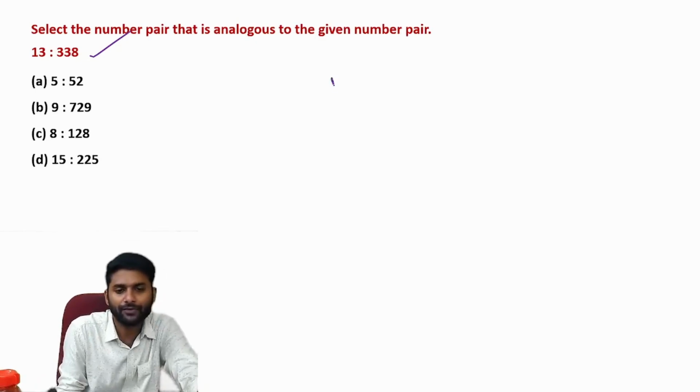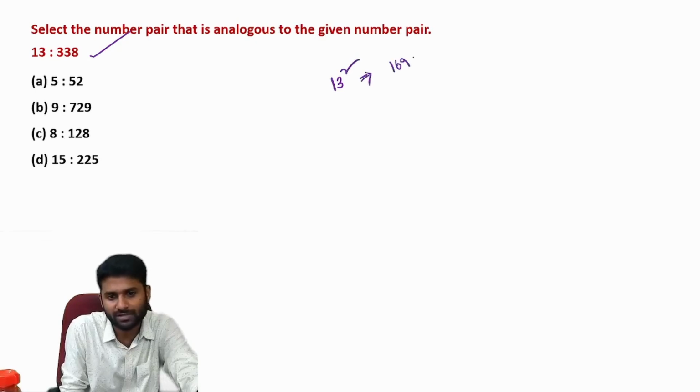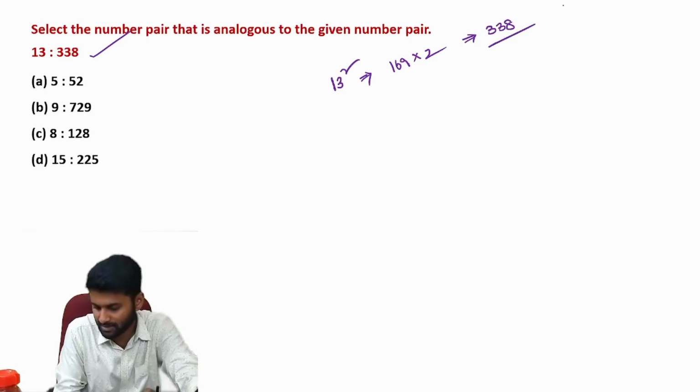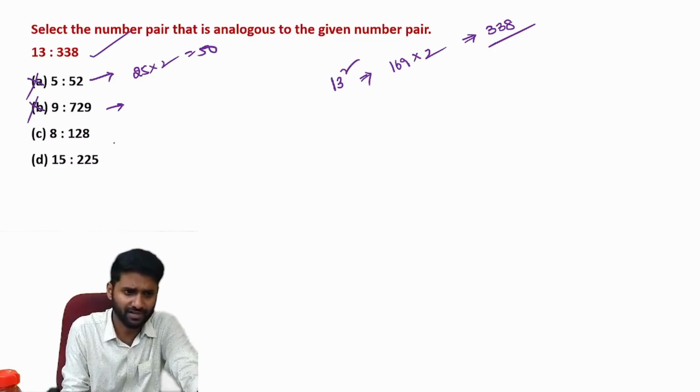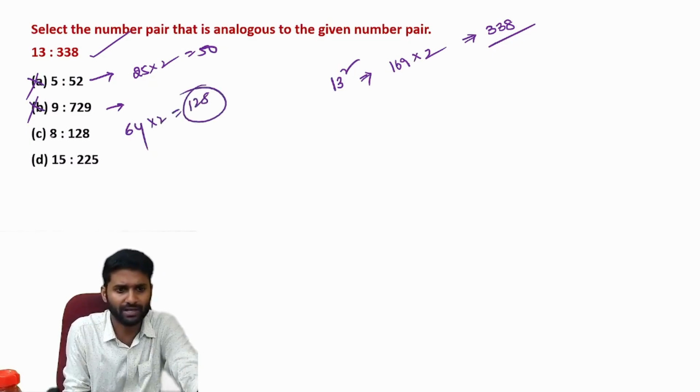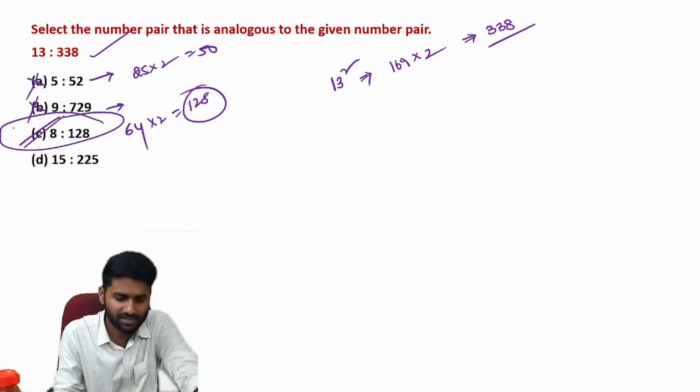Now guys, if you go through that, the square of 13 is equal to 169. If you double it, it becomes 338. That is the relation. Let's go through the options. 5 square is 25. If you double it, it becomes 50. It doesn't satisfy. 9 square is 81. Double the number is 162, not satisfied. 8 square is 64, into 2 is equal to 128. Yes, it satisfies the condition. That's why C follows the same relation.